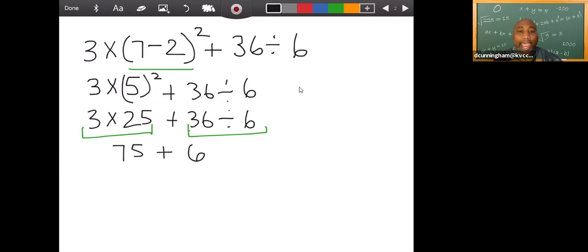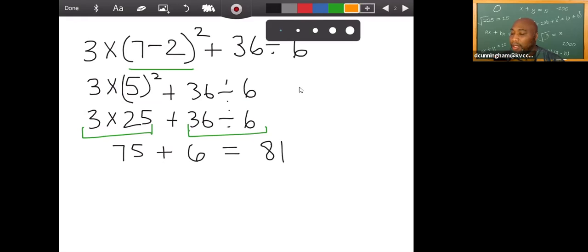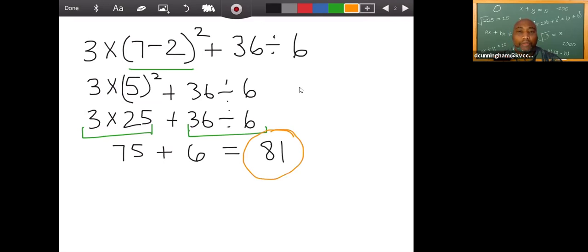And so now we're left with adding and subtraction. In this case, we don't have subtraction. Let's just add those numbers. And if I'm not mistaken, this looks like it's 81 here. And then we will circle it. And then that'll be our answer if we do order of operations correctly.